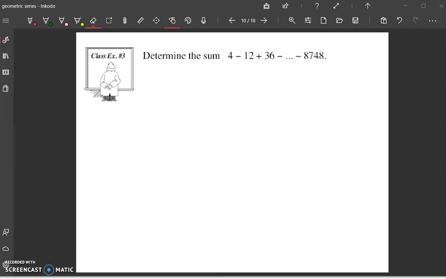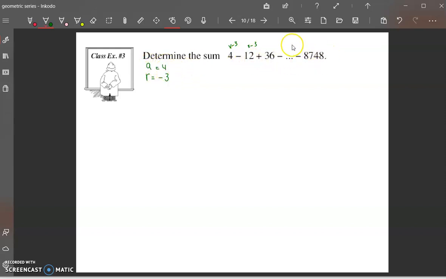And then if we take a look at it, if I were to multiply this by -3, I think that should give me my next term. So times by this gives me -12, times again by -3 will give me positive 36. So it is a geometric series with an R of -3. We can see A here is 4.